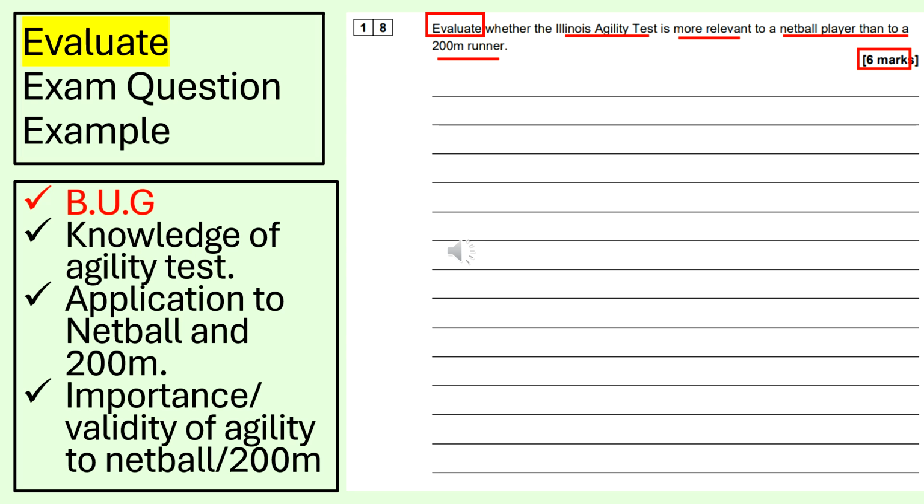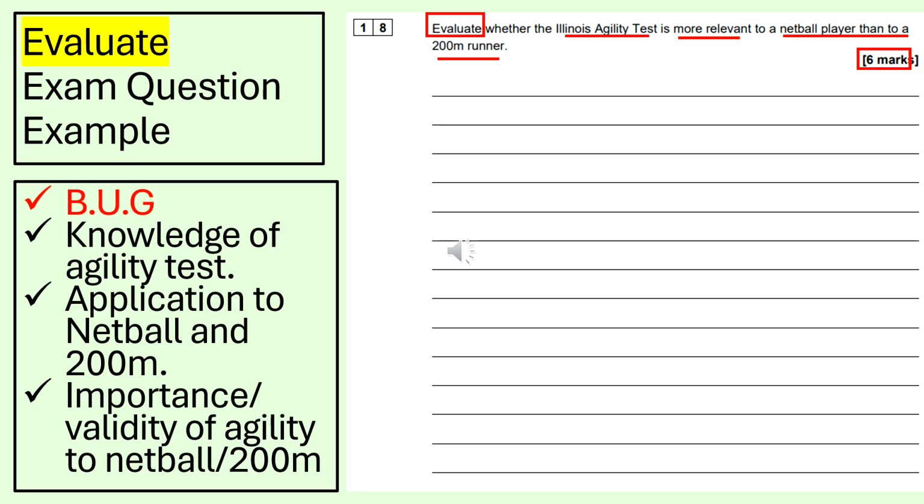Here's an example of a possible 6-mark answer. As you can see, I've bugged it, so it's an evaluate question. And we've underlined the agility test, and we've talked about a netball player and a 200-meter runner. So evaluate whether the Illinois agility test is more relevant to a netball player than to a 200-meter runner.